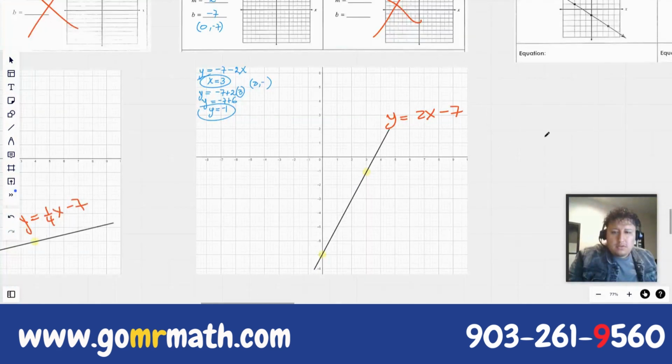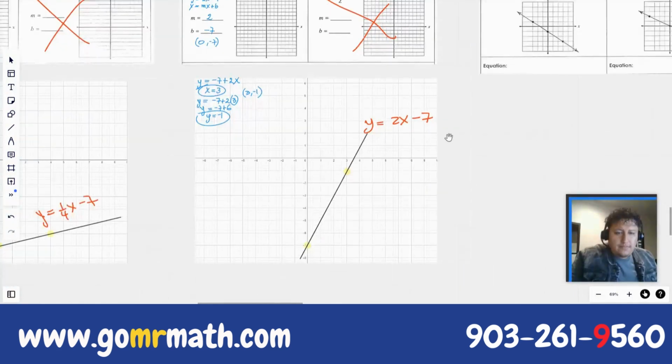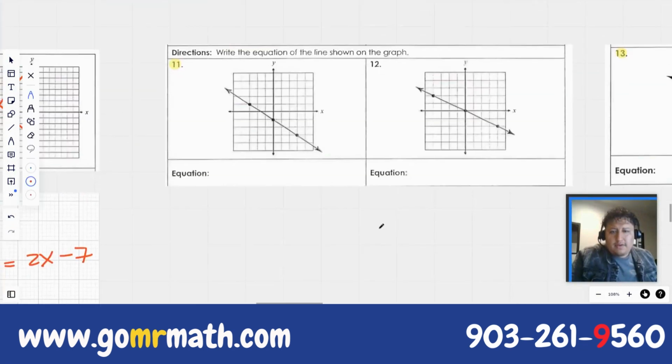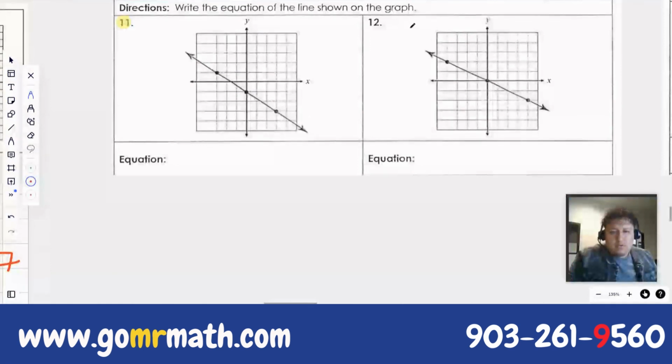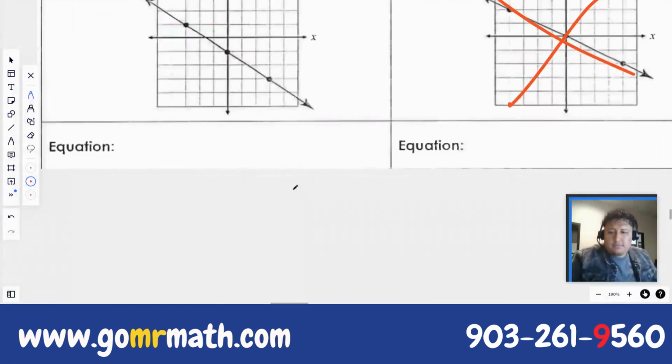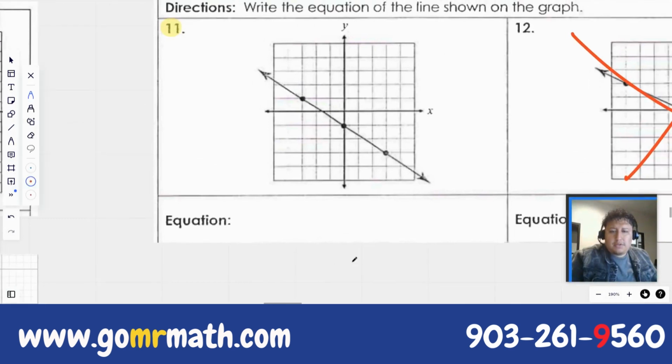Okay, let's continue. So on number 11, one more time, we're not doing 12. On number 11, it says write the equation of the line shown on the graph. Okay, let's zoom in a little bit just to understand what's going on here.